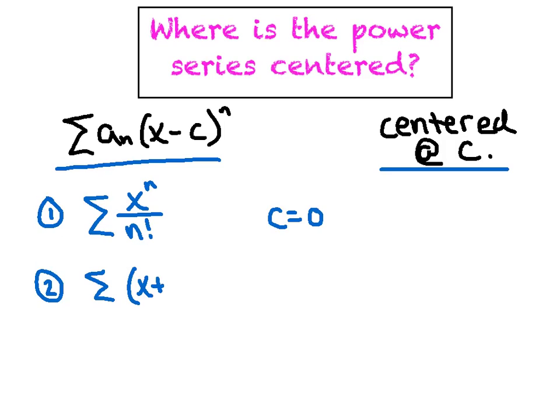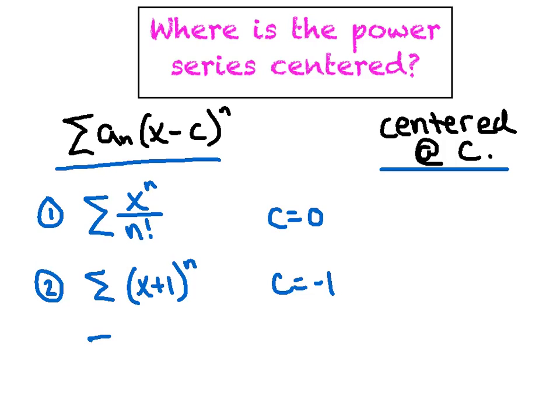Let's take the quantity x plus 1, raise it to the nth power. Here's a good example. We would say that this one is actually centered at negative 1. All right, just the opposite of what you see. If you see x plus 1, then we say the polynomial or that power series is centered at negative 1.